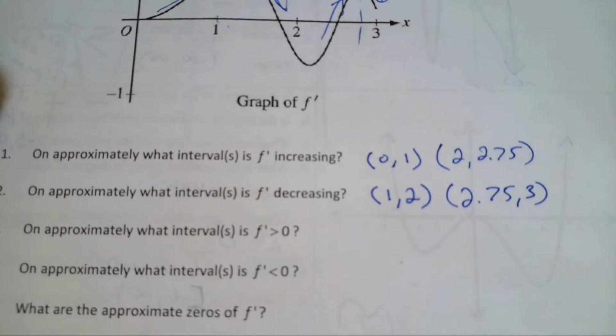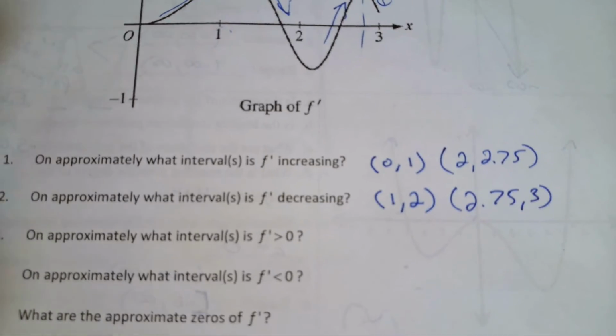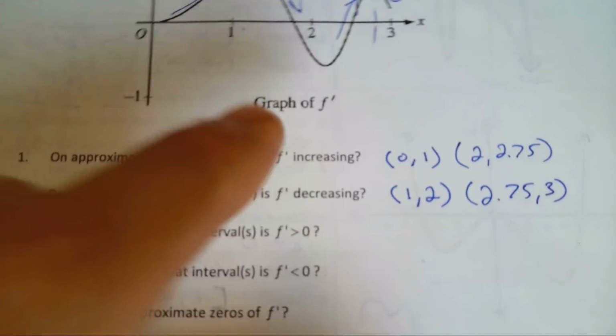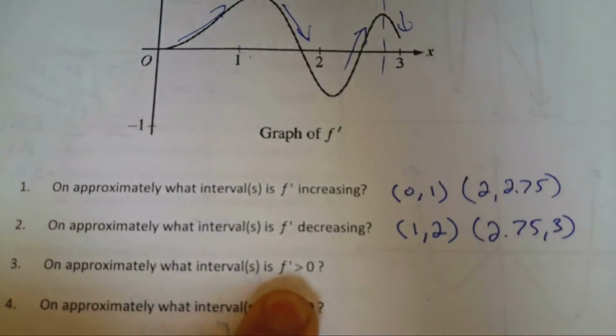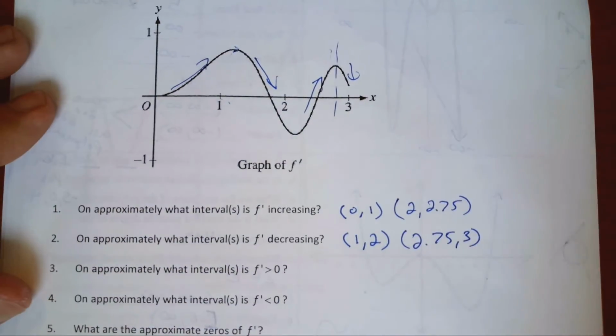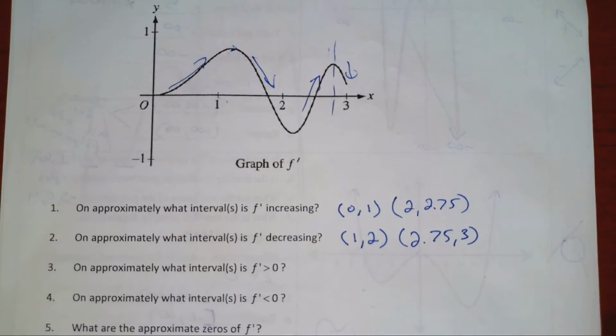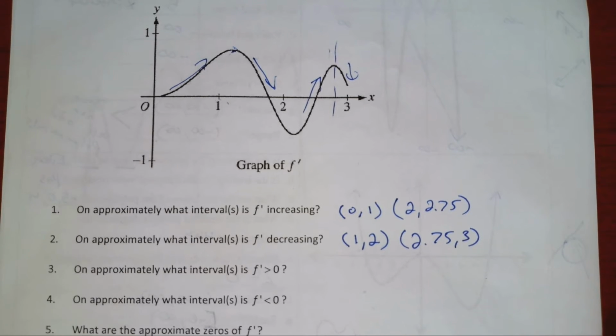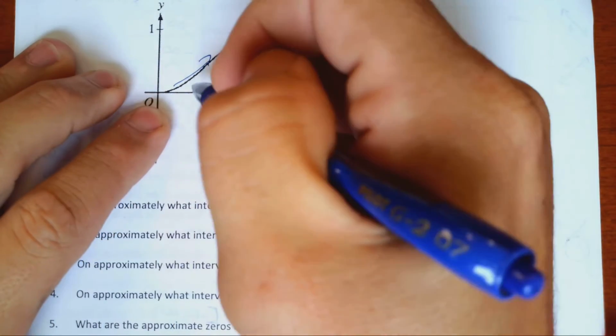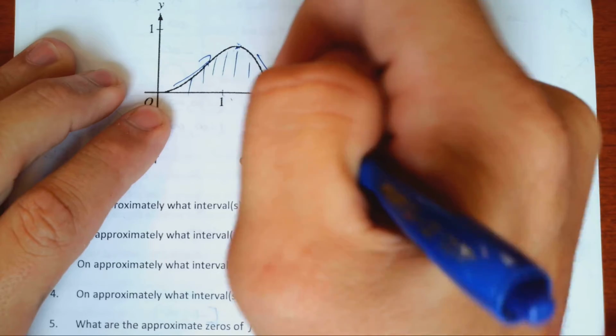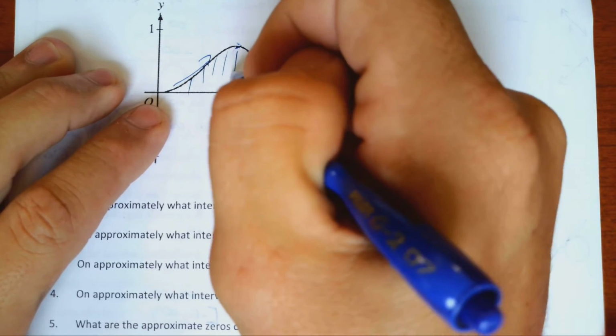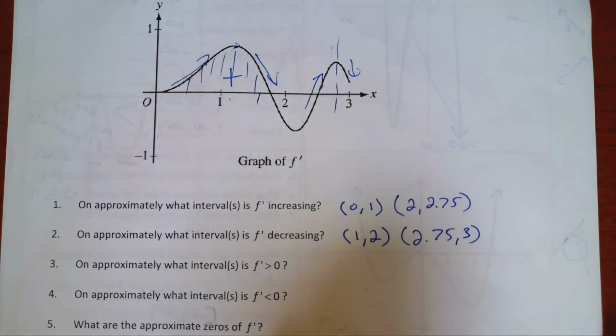All right, so on approximately what interval is f prime, this graph, greater than 0? What is, in terms of a graph, what's greater than 0, like visually? Is it above the x-axis or below the x-axis? Above, right? That's greater than. So if we look in here, this whole section is increasing. This is all a positive section here.